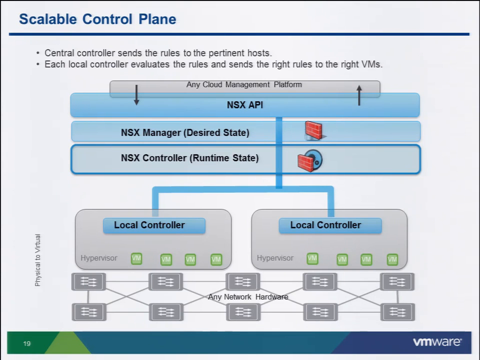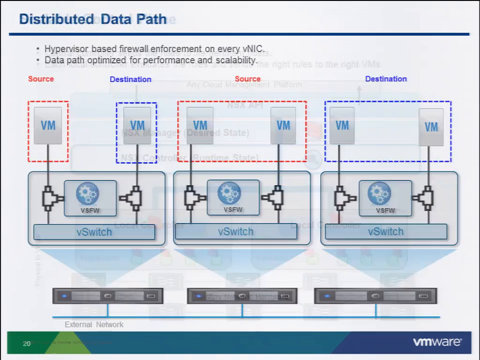The controller works on that rule, figures out the boundary of that rule, and which hosts the rule is pertinent to. Then a smaller form of the rule goes to the local controller, and the local controller dynamically figures out which VMs are affected by these rules. Then it takes only the pertinent rules and puts them on the VNIC of the VM.